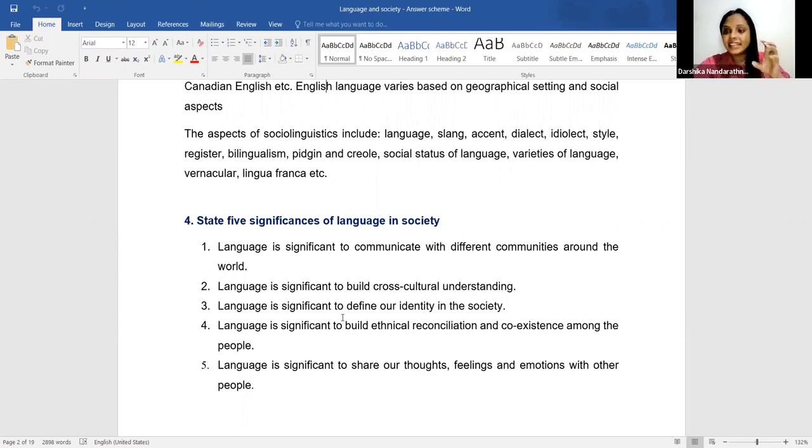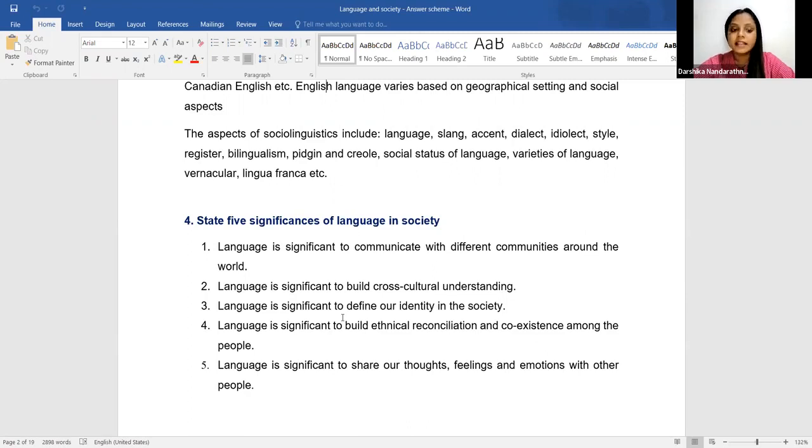Then that means their identity has been created through language. Okay, so in that way this is one significance of language. Language is significant to define our identity in the society, like that. Okay. Then the 4th significance is that language is significant to build ethnic reconciliation and coexistence among the people.